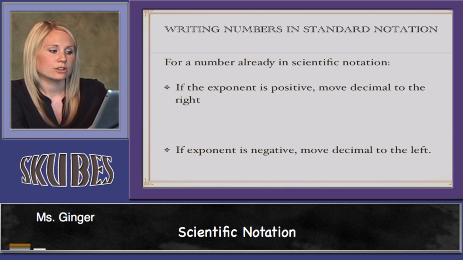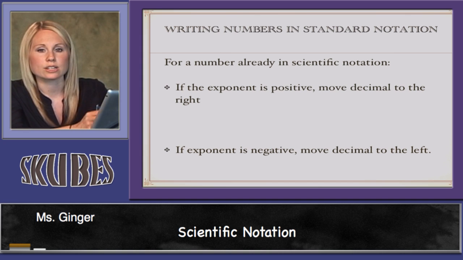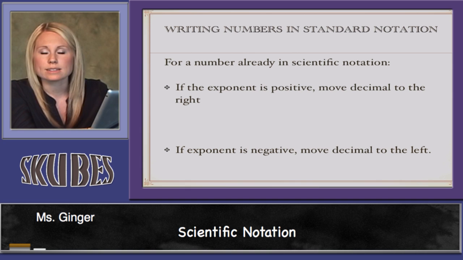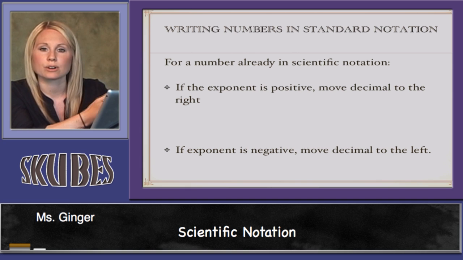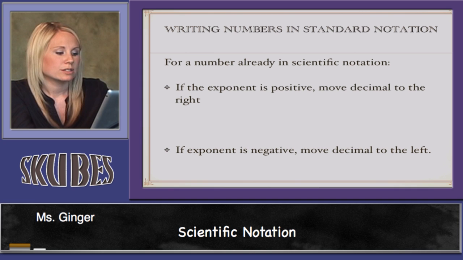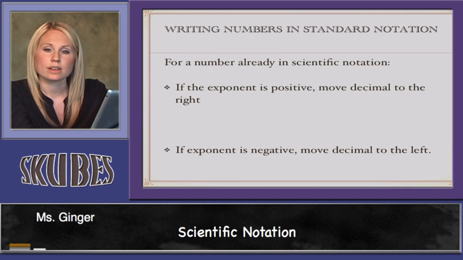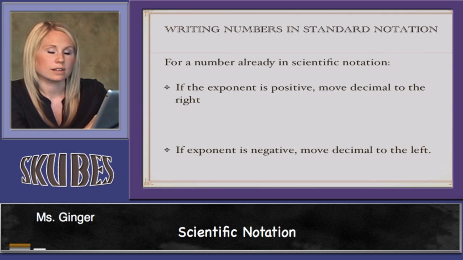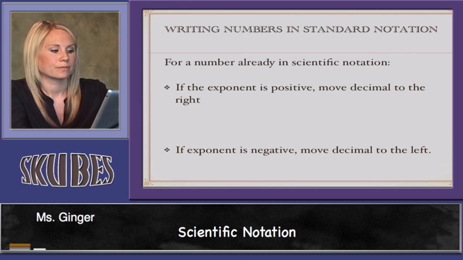Alright, we're going to shift gears and look at writing numbers from scientific notation to standard form. So what if we're given a number that is already in scientific notation, but we'd like to convert it back to its normal standard form? Well, a couple things to think about. If the exponent that you see on 10 is positive, then you're going to need to move your decimal to the right. If it's negative, we're going to move it to the left.